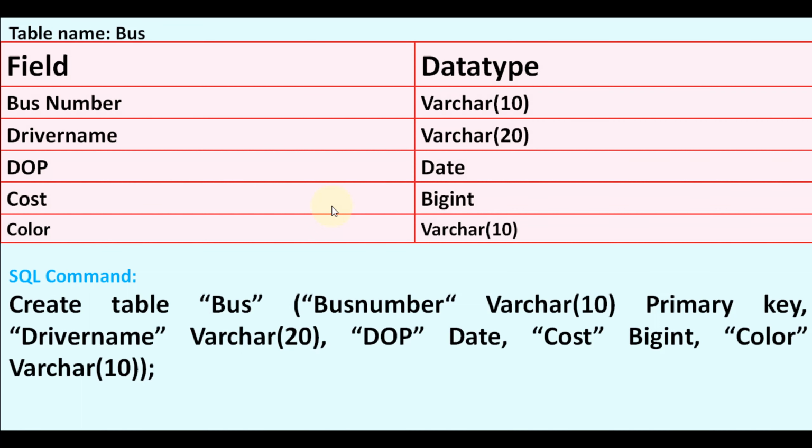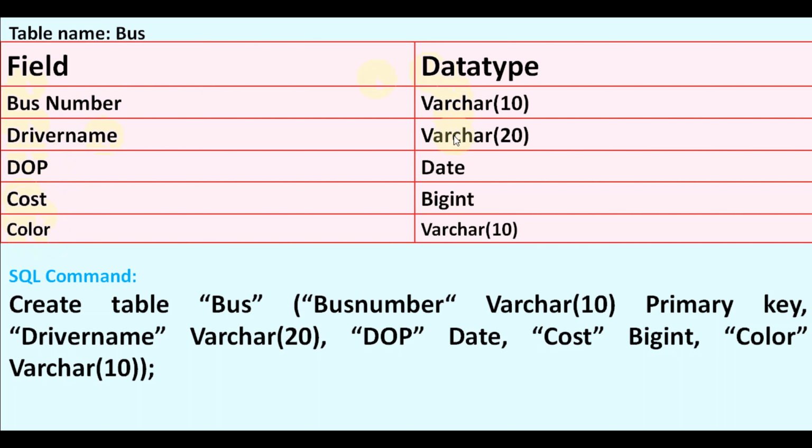So here you can see one more table I am considering. The name of the table is bus, and in this table bus I am going to maintain details of all the buses that are there in the school. So here fields are again there in the left hand side column, and the fields that we want in the bus table are bus number, driver name, date of purchase mentioned as DOP, cost of the bus, and bus color. So these all 5 fields I want in my table.